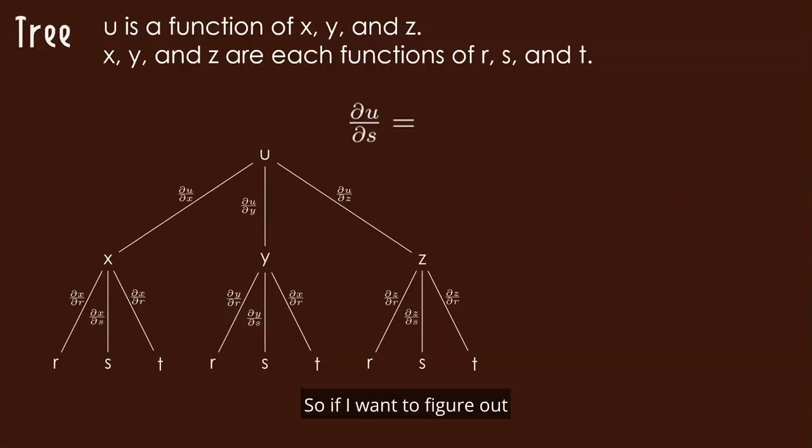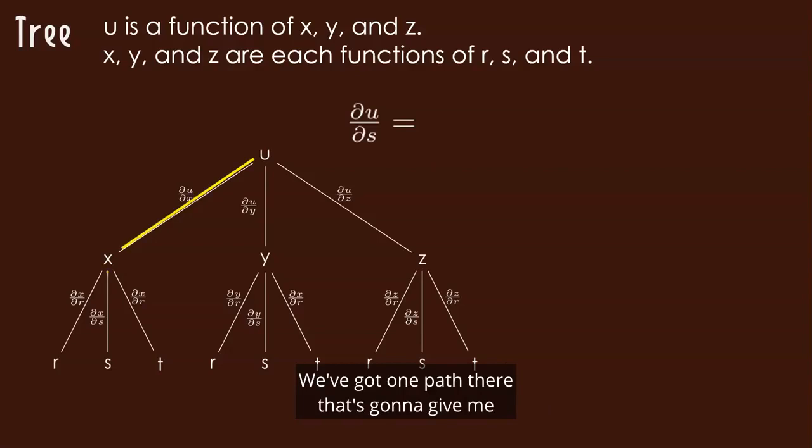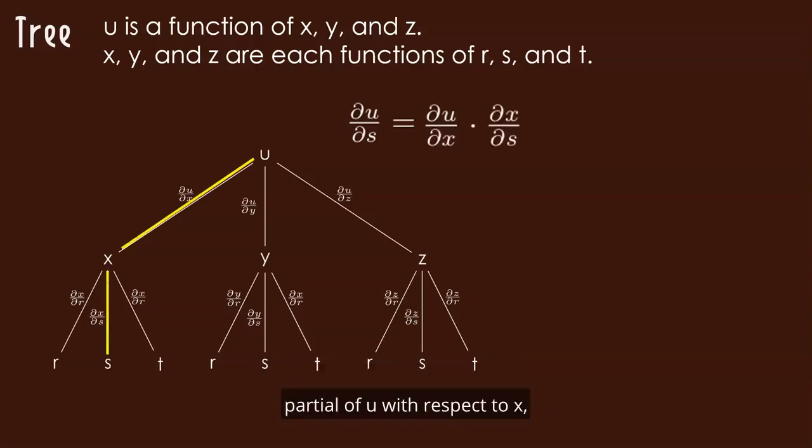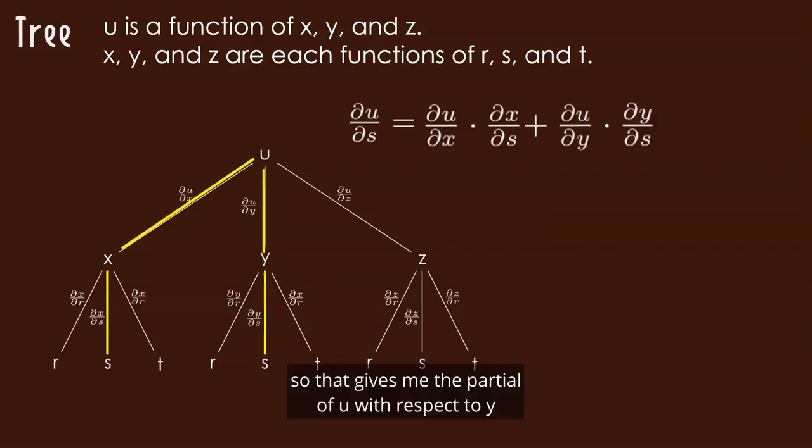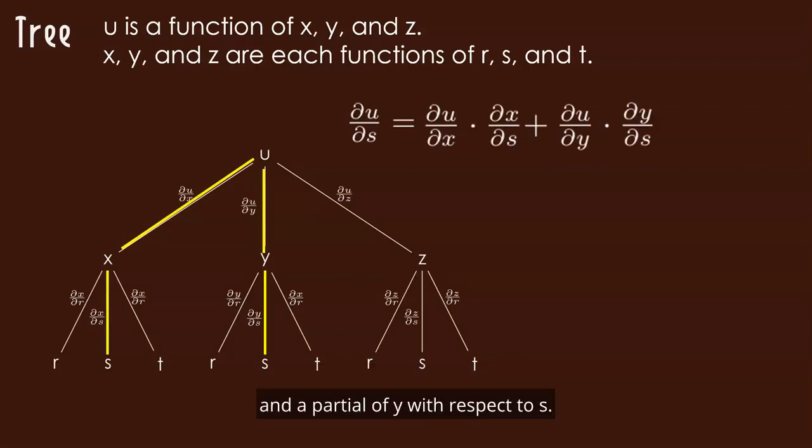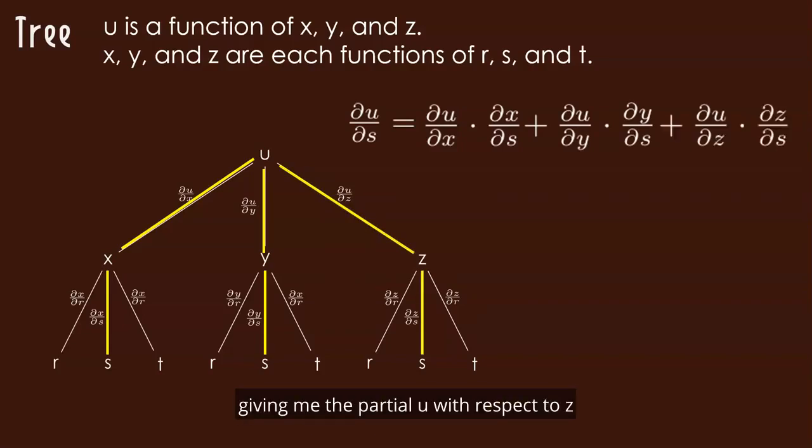So if I want to figure out the partial of u with respect to s, let's take the path from u down to s. We've got one path there. That's going to give me partial of u with respect to x times the partial of x with respect to s. Now I'm going to take the path in the middle. So that gives me the partial of u with respect to y and the partial of y with respect to s. And then the last path is this one, giving me the partial of u with respect to z times the partial of z with respect to s.